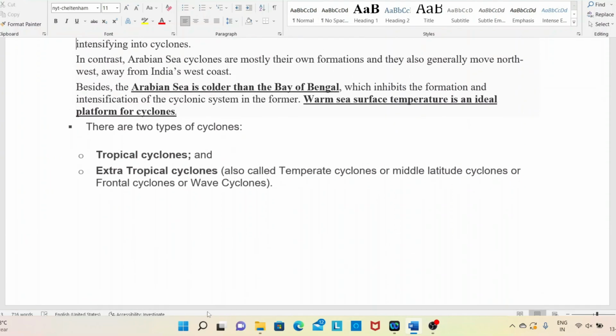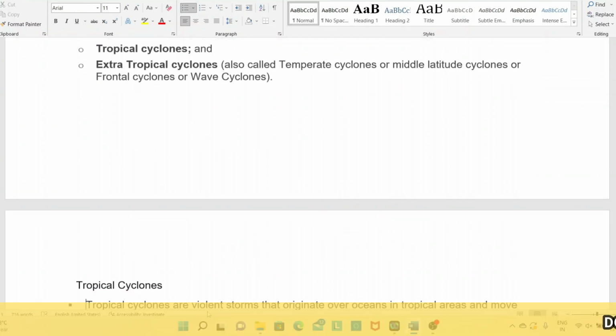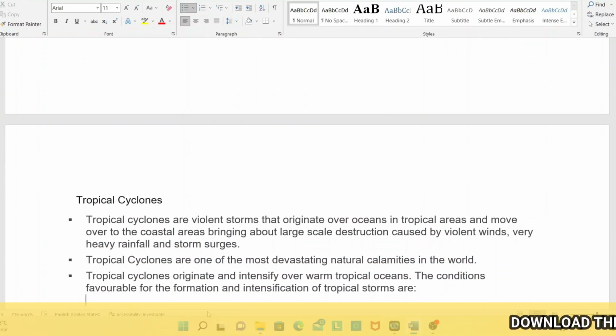There are two types of cyclones: tropical cyclones and extratropical cyclones, which are also called temperate cyclones. Let's see in detail about tropical cyclones.